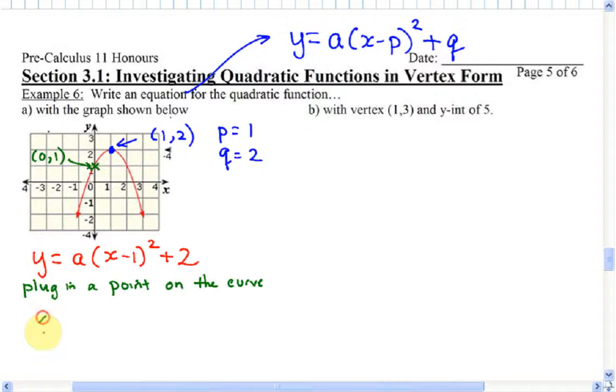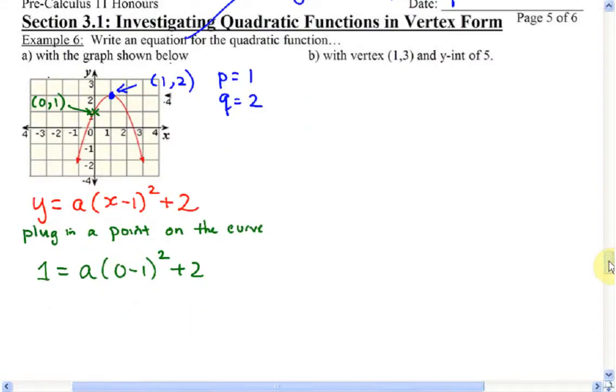1, good. a is the thing we're looking for, so let's keep it as a: 1 equals a bracket 0 minus 1, all squared, plus 2. Good. Go ahead and solve for a. Follow the rules of BEDMAS. Do the brackets first. 0 minus 1 is negative 1. Negative 1 squared is 1. a times 1 is just a. So we have a plus 2 equals 1. Let's solve for a. We'll subtract 2 off of both sides. a equals negative 1.